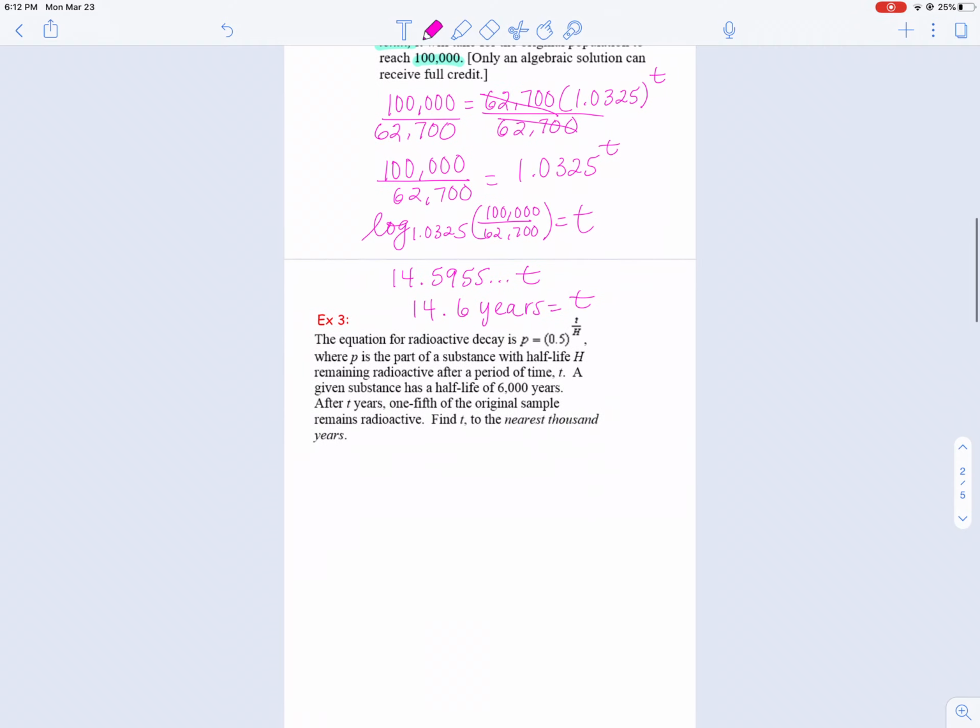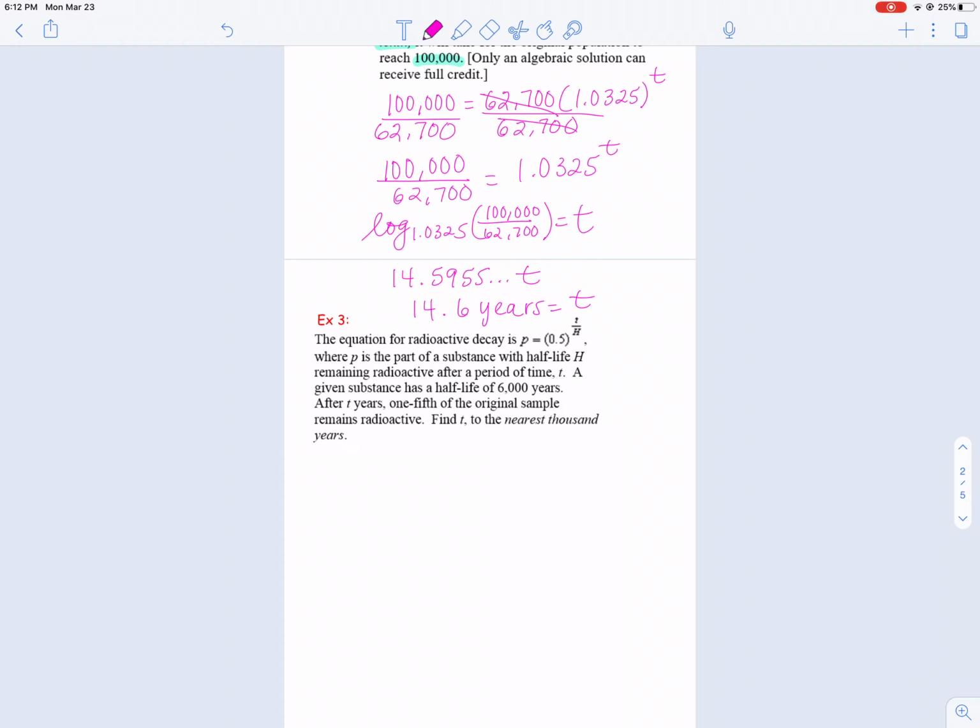So that was not terrible, but just a little bit of work. And understanding that if you want to get an accurate number and you don't get a nice number when you divide 100,000 by 62,700, keep that fraction.